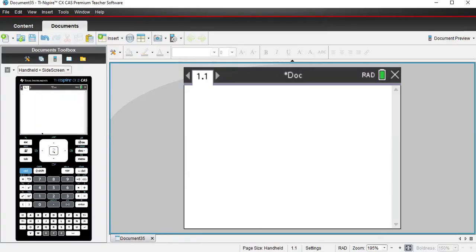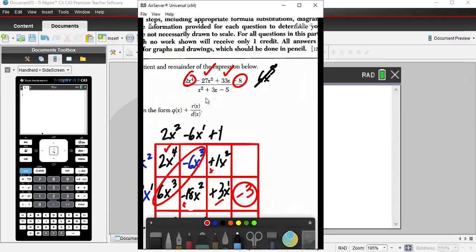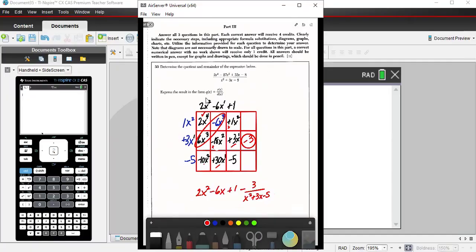And what I'm going to do is store a number, and then I'm going to key in the original expression. And then I'm going to key in my answer. And if they don't match, that means I've messed up someplace. All right, so here we go.